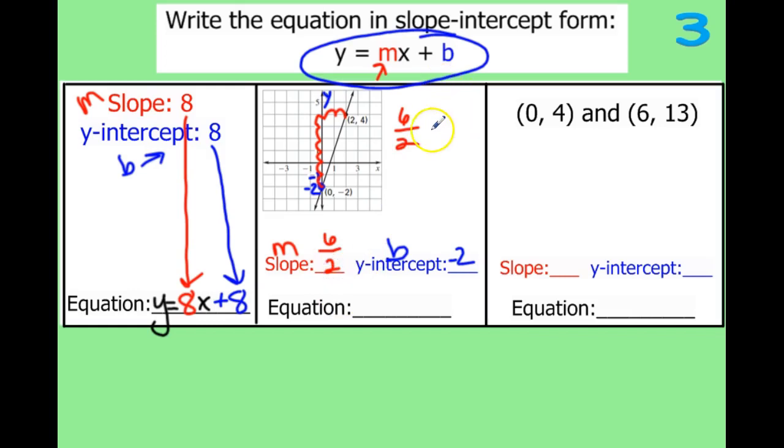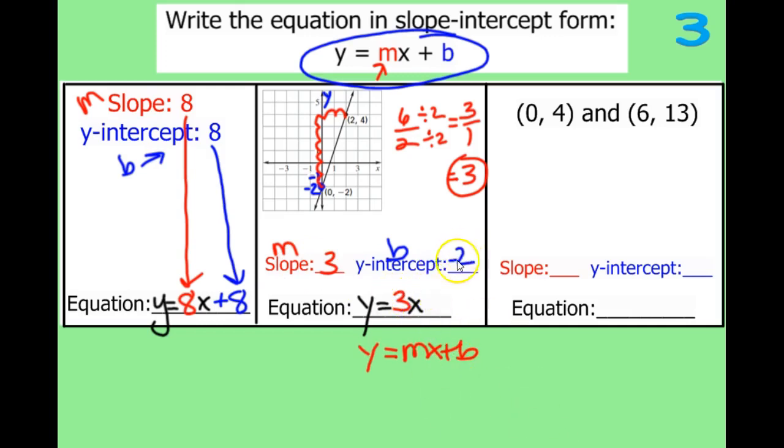We can simplify that if we divide by 2. That will give us 3 over 1. Or if you'd like, 3 divided by 1 is just 3. Either one will work. So we have y equals, and remember we're writing y equals mx plus b, so m is 3x, plus b, or in this case minus, because it's a negative, minus 2.